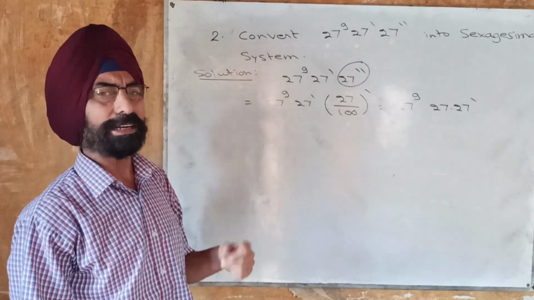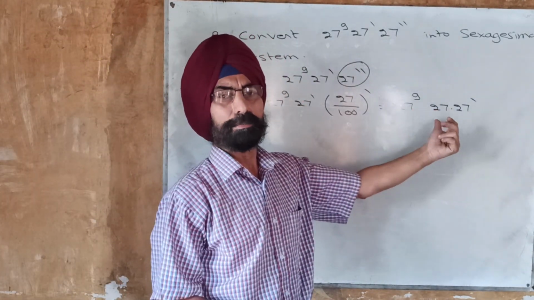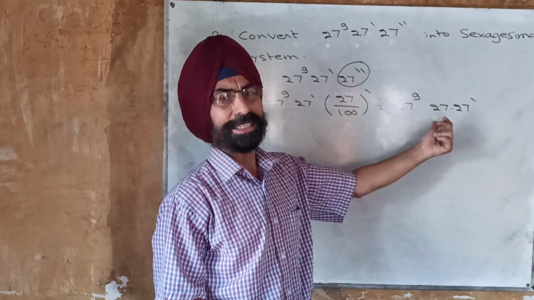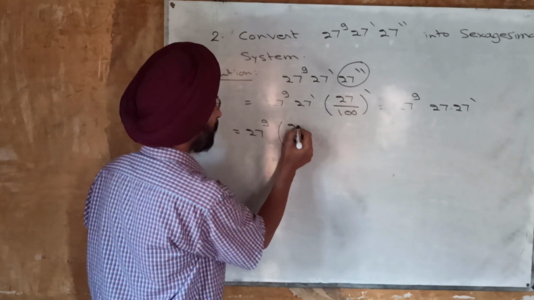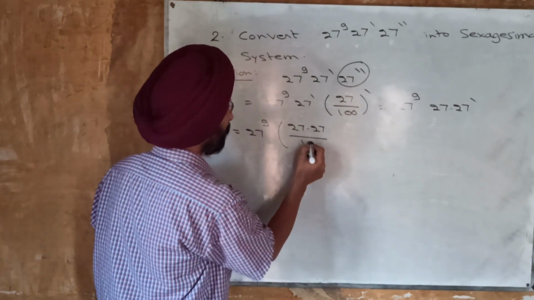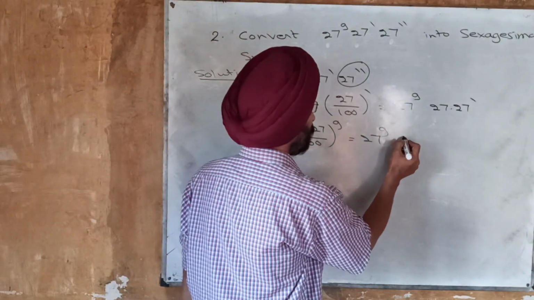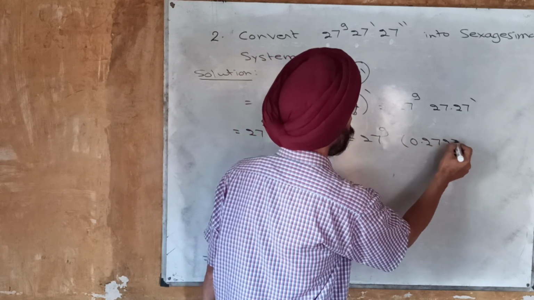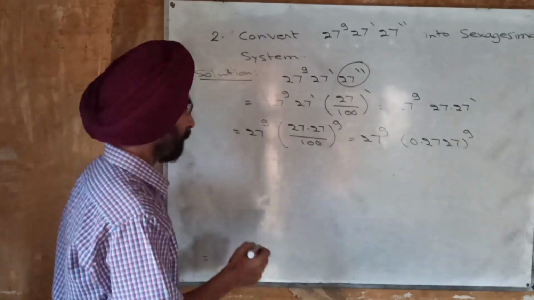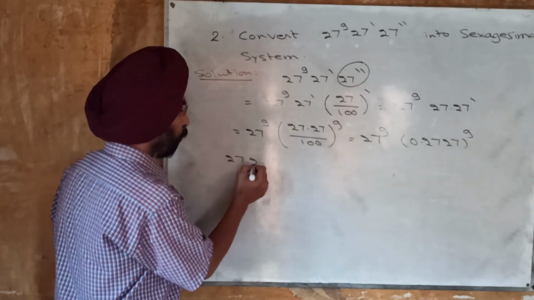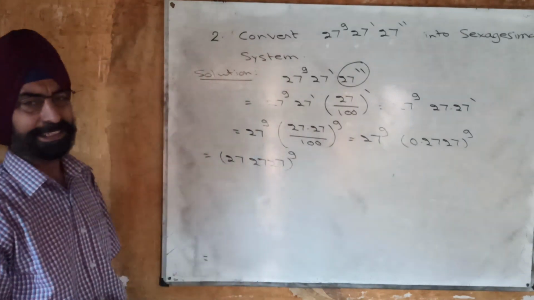So once again, we know that 1 grade is equal to 100 minutes. So these minutes will be converted into the grades by dividing it by the quantity 100. So what we will get? We will get 27 grades and 27.27 divided by 100 grades. So you will get 27 grades, and it will become 0.2727 grades. These are grades, these are also grades. So adding together, we will get 27.2727 grades. These are in grades now.